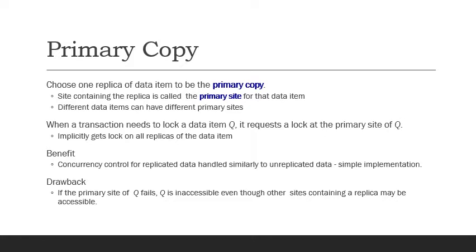As before, the response to the request is delayed until it can be granted. The primary copy enables concurrency control for replicated data to be handled like that for unreplicated data. This similarity allows for a simple implementation. However, if the primary site of Q fails, Q is inaccessible, even though other sites containing a replica may be accessible.